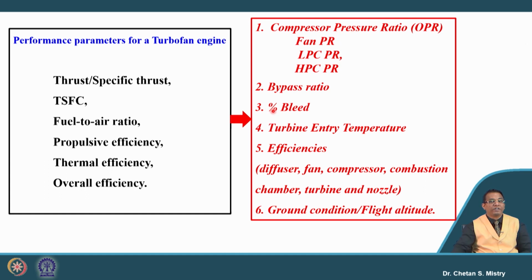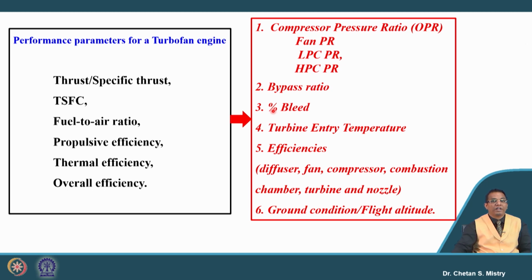Here we have added the bleed. So, we will be discussing the effect of percentage bleed on the performance of the engine. We will be discussing the turbine entry temperature. The efficiencies of different components also play an important role. If we put this in the discussion, it will increase the number of slides and increase the confusion for you, and we have already discussed in week 2 the effect of the efficiency numbers and where those assumptions come from.